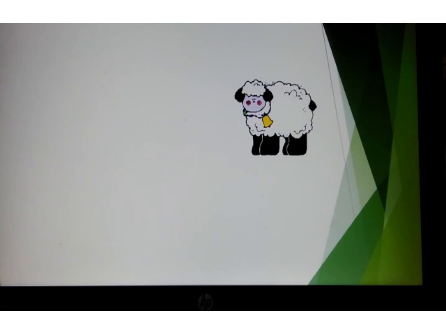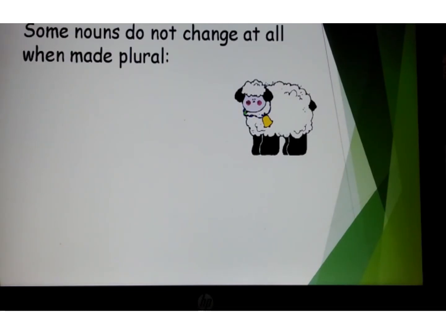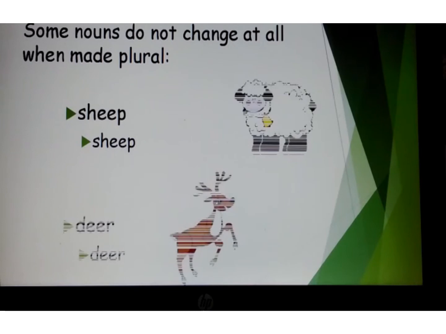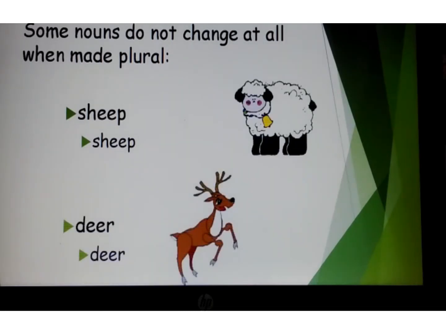See here, the sheep is coming. Some nouns do not change at all when made plural. Now, which type of nouns are these? Like sheep, its plural is sheep. Deer, its plural is deer.